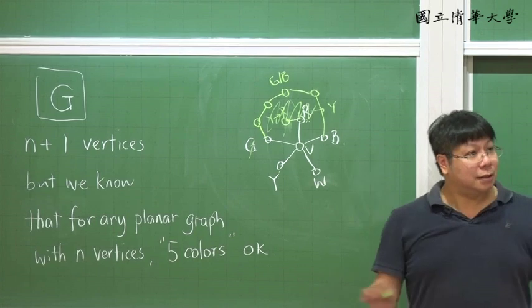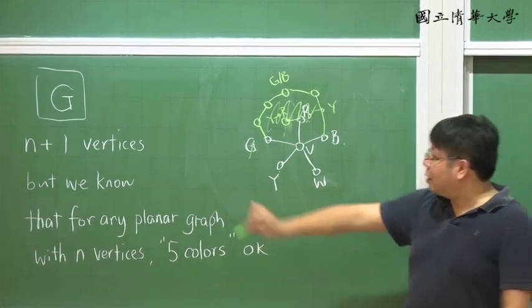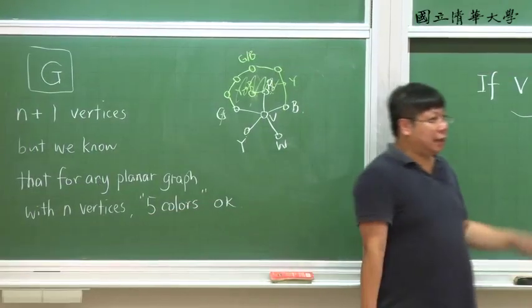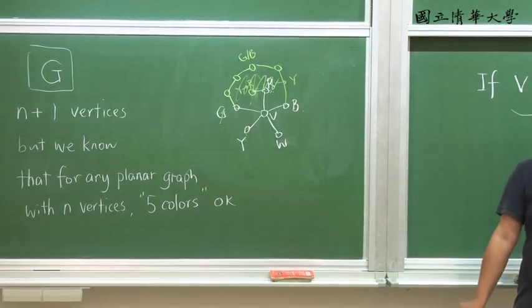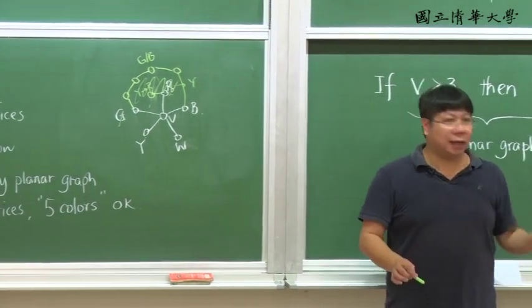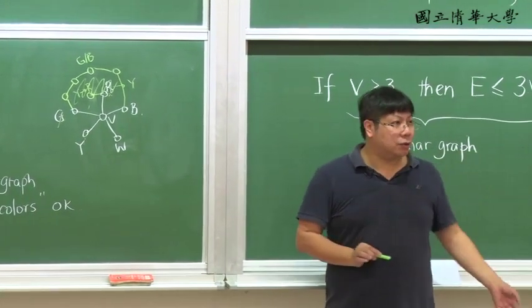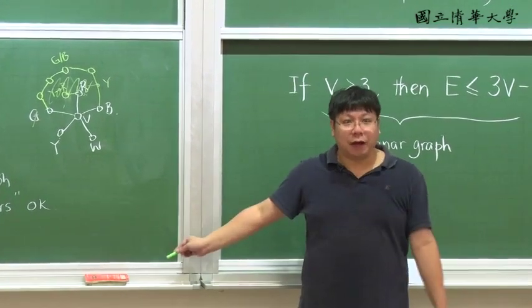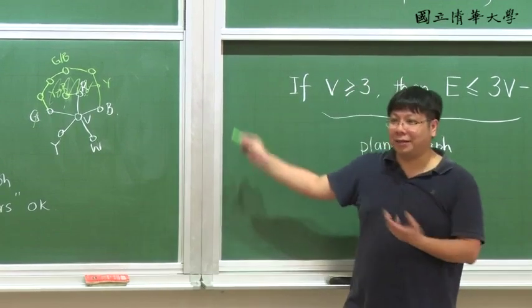So in that sense, if a graph with n vertices, you can color it with 5 colors, then a planar graph with n plus 1 vertices, you can color it in also 5 colors. So that's the 5-color theorem. So easy, right? Very easy.